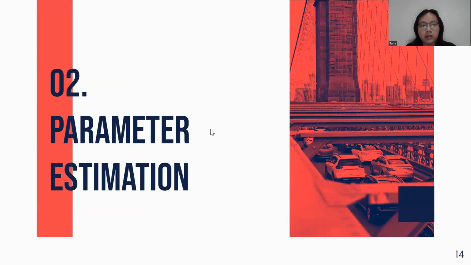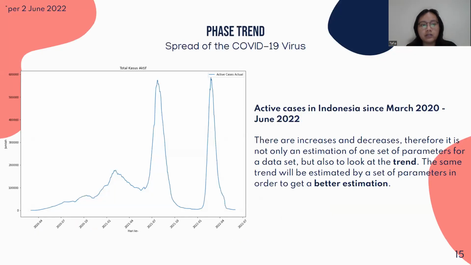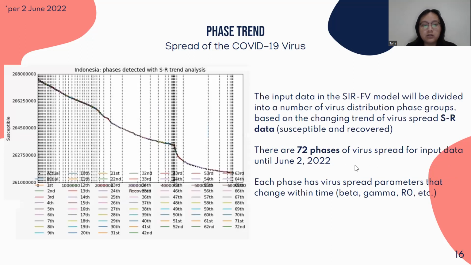We enter the parameter estimation. So the following is a visualization of Indonesia's active cases since the beginning of the pandemic in March 2020 to June 2nd, 2022. It can be seen here that there are increases and decreases. Therefore, we suggest that parameter estimation is not only a set of parameters for a data set, but also a trend. At the same time, one set of parameters will be estimated in order to get a better estimation. So the trend is taken from the SR trend analysis.